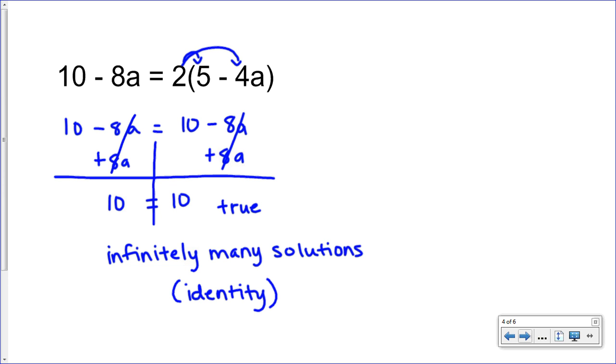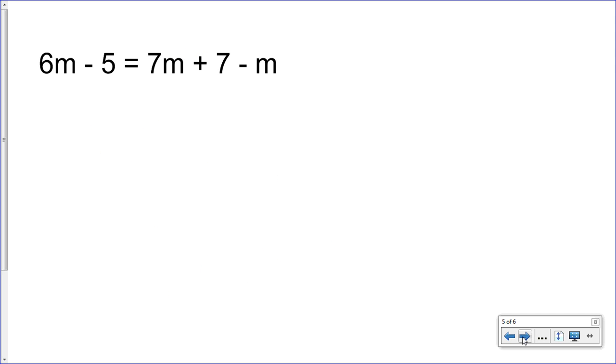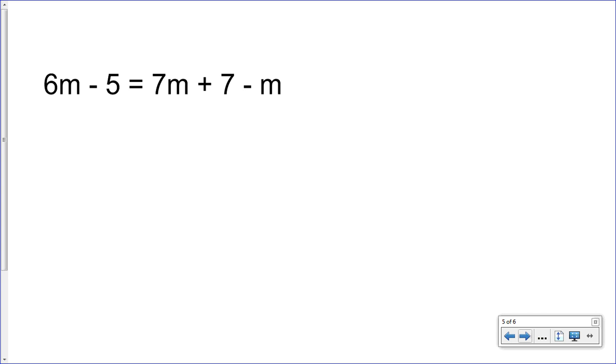Okay. Well, what happens if our variables would cancel and we don't get a true statement? So let's look at this example. Again, I have no simplifying to do on the left, but on the right I have like terms I need to combine first. So 7m minus 1m is 6m. Now I'm just going to bring down the plus 7 and copy down the left side.